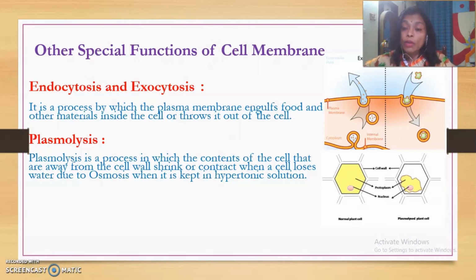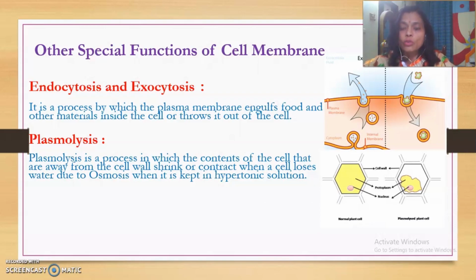That means when all the water moves out of the cell and the cell content starts leaving the cell membrane and starts shrinking, this process is called plasmolysis. Generally, if dehydration takes place inside our body, then this process actually starts, in case of acute dehydration, that means moving out of water from the cell. So these are the two special functions, endocytosis or exocytosis and plasmolysis. So that was all about the cell membrane.